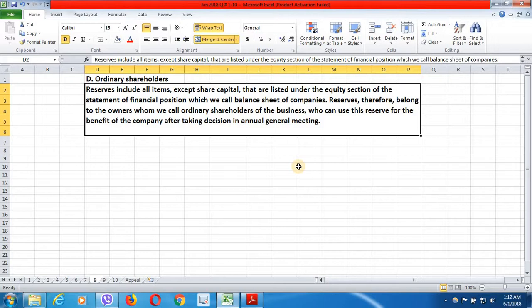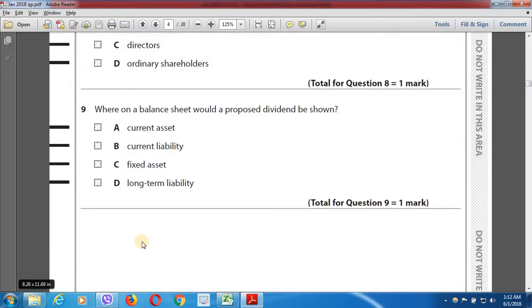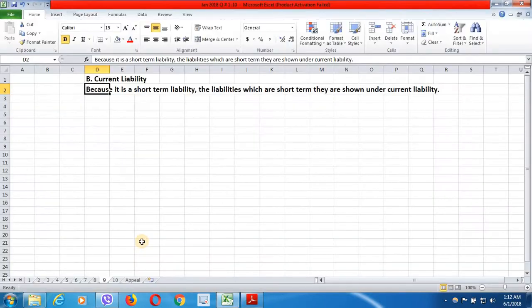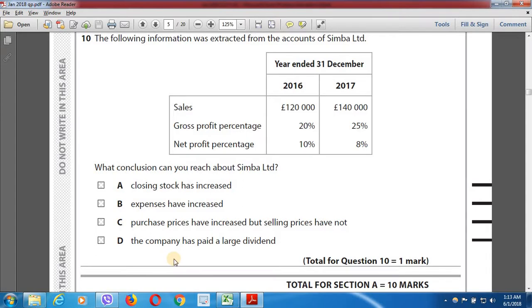Okay, next. Number 9. Where on a balance sheet would a proposed dividend be shown? Option A, current asset. Option B, current liability. Option C, fixed asset. Option D, long-term liability. The answer is option B, current liability, because it is a short-term liability. The liabilities which are short-term, they are shown under current liability. Clear?